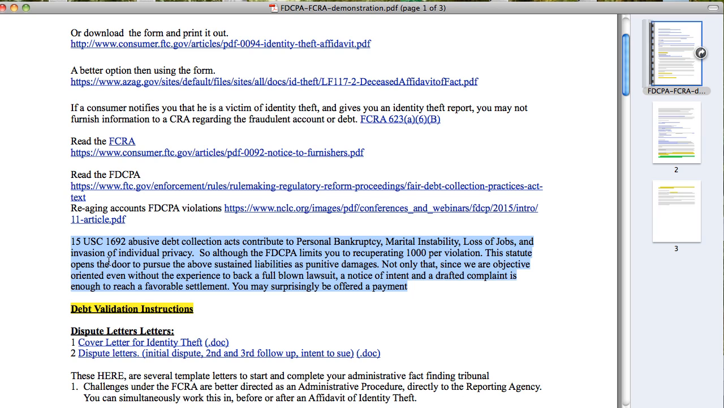This is out of 15 U.S.C. 1692. Abusive debt collection acts contribute to personal bankruptcy, marital instability, loss of jobs, and invasion of individual privacy. They basically told you they contribute to that. So when insurance says you contribute to something, that means how much did you contribute, how much you got to pay out. So they say abusive practices does contribute to that. So these things of personal bankruptcy, marital instability, loss of jobs, if you suffer these type of damages, those are the type of damages that gets up into the millions and things like that.